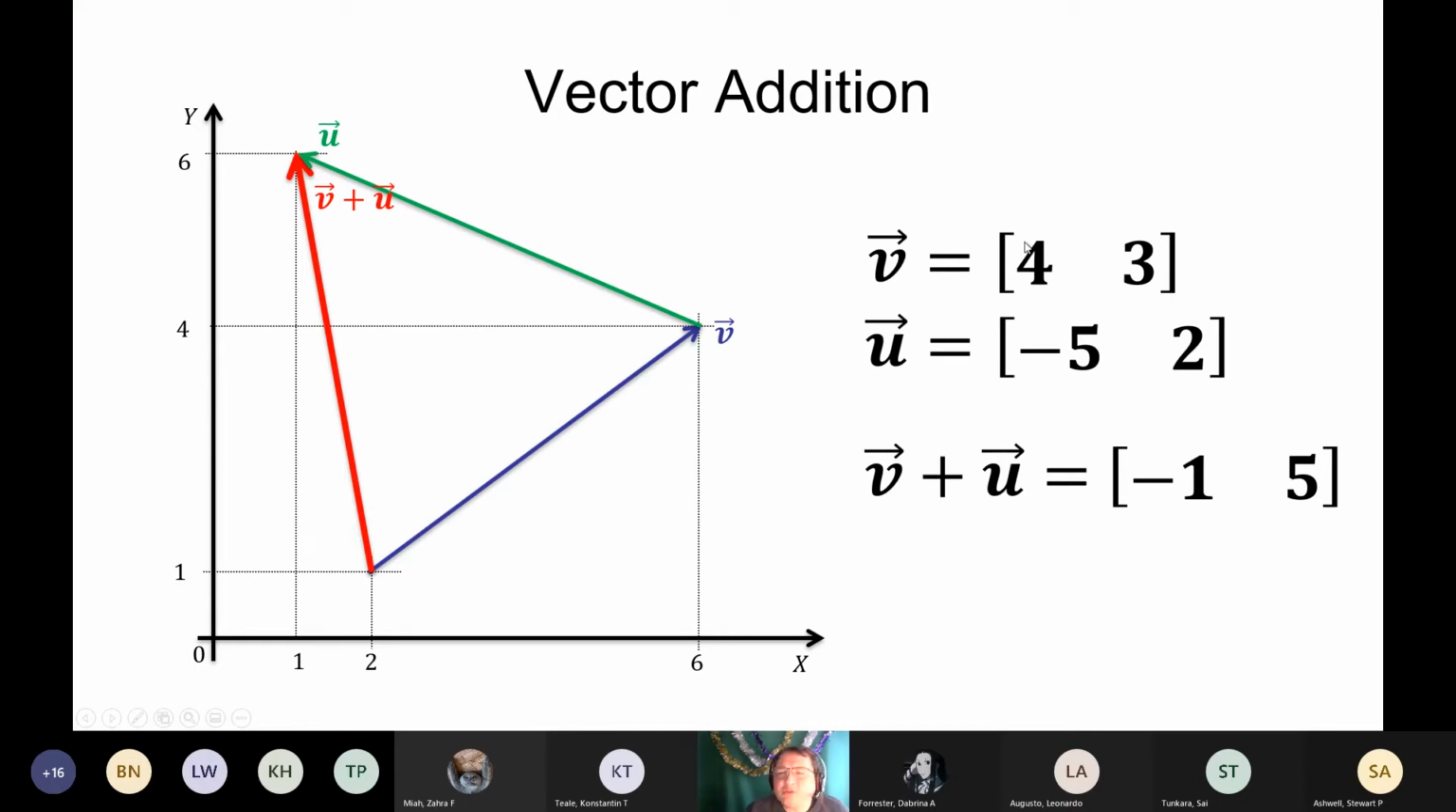Calculationally, as we explained previously with subtraction, you just add x's and y's separately. So 4 plus -5 is 4 minus 5, which is -1, and 3 plus 2 is 5.